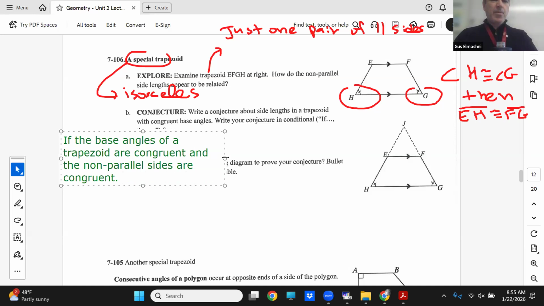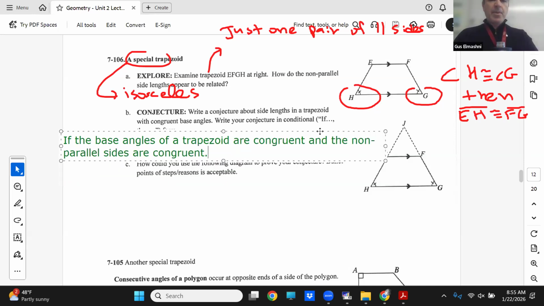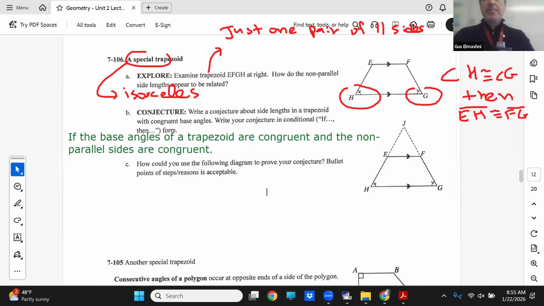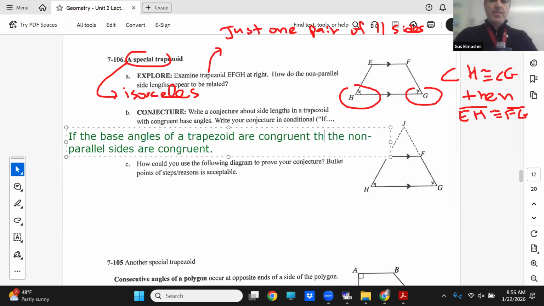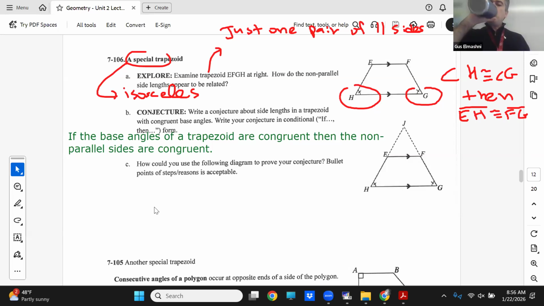I want to be careful when saying opposite sides because what would really be opposite? It's kind of weird with a quadrilateral. So I want to be careful how I make my statement. If the base angles of a trapezoid are congruent, oh yikes, sorry, that was terrible grammar, that was a fragment. Then the non-parallel sides are congruent. There we go. So now we have to prove it.